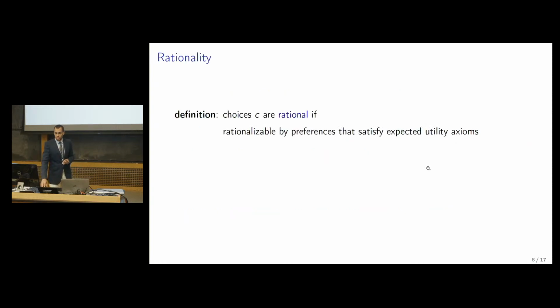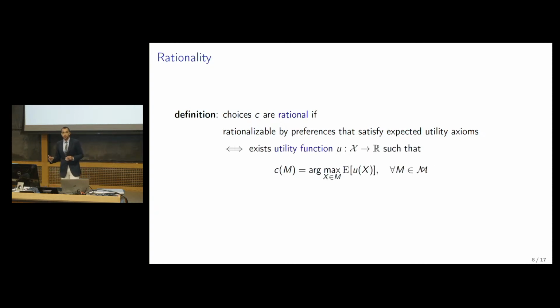Okay, and then briefly define rationality. So I'm going to say that choices C are rational if they can be rationalized by preferences that satisfy the expected utility axioms. Right, so these are the axioms of von Neumann and Morgenstern. If you're not familiar with them, let me give you an equivalent definition. There exists a utility function U mapping outcomes to real numbers such that the decision maker's choices are as if they are maximizing the expected value of that utility function. So this is just one notion of rationality, but it's a pretty commonplace one, and it's an ingredient to many other notions of rationality that we have.